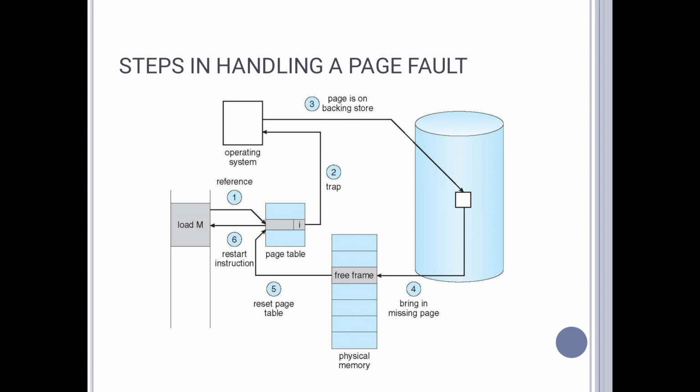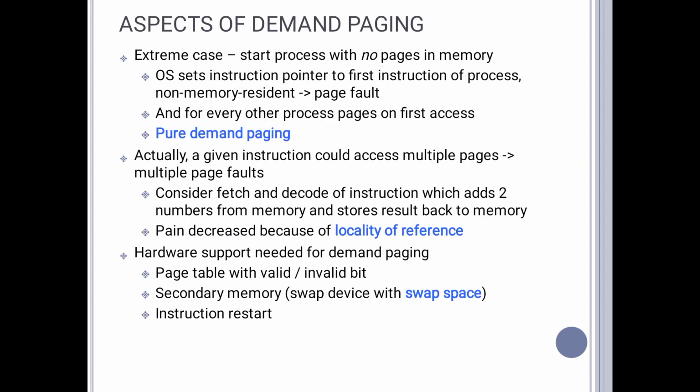Then there is the performance of demand paging. Demand paging can significantly affect the performance of a computer system. To see why, let's compute the effective access time for a demand-paged memory. For most computer systems, the memory access time, denoted ma, ranges from 10 to 200 nanoseconds. As long as we have no page faults, the effective access time is equal to the memory access time. If, however, a page fault occurs, we must first read the relevant page from the disk and then access the desired word.